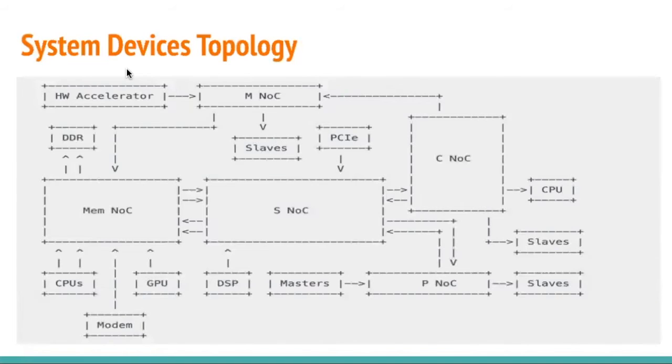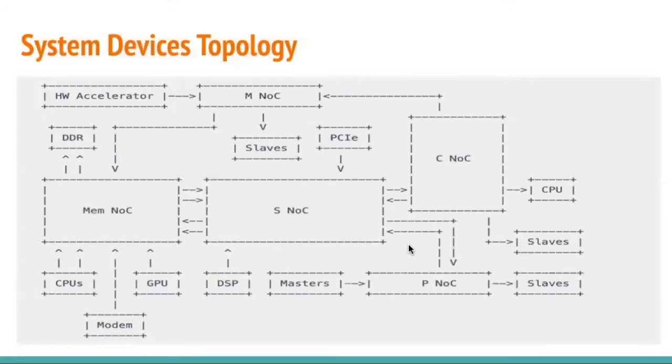So let's now see the different devices connected in our system. The connection of devices, we call it a topology. As we all know, in a computer or a mobile, we have a CPU, we have a GPU, we have a modem, we have DDR RAM. These are the buses that connect them with each other. In this way, we can see that we have different components interconnected with each other.